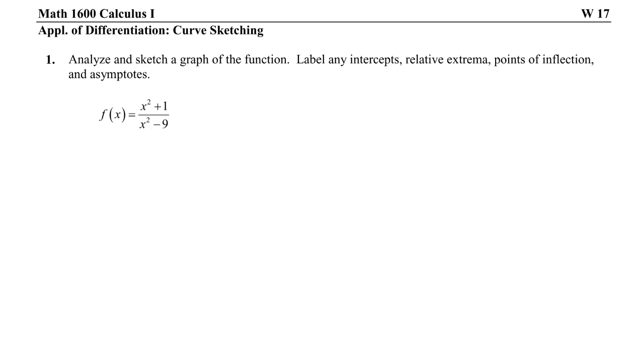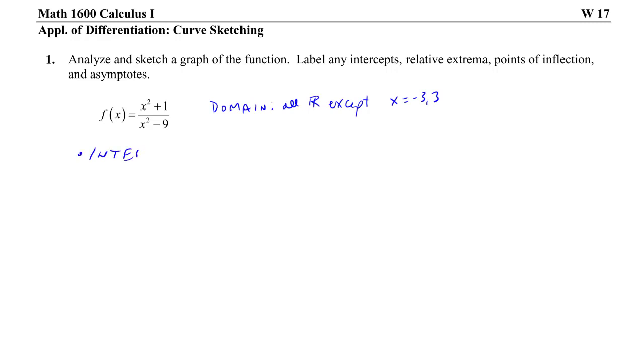All right, so let's do another example here on the worksheet. We want to analyze and sketch this graph. So there's the function there. Let's start with looking at the domain. Obviously with x squared minus 9 in the denominator, we're going to have all real numbers except x equals -3 and 3. We'll see how that plays in later.